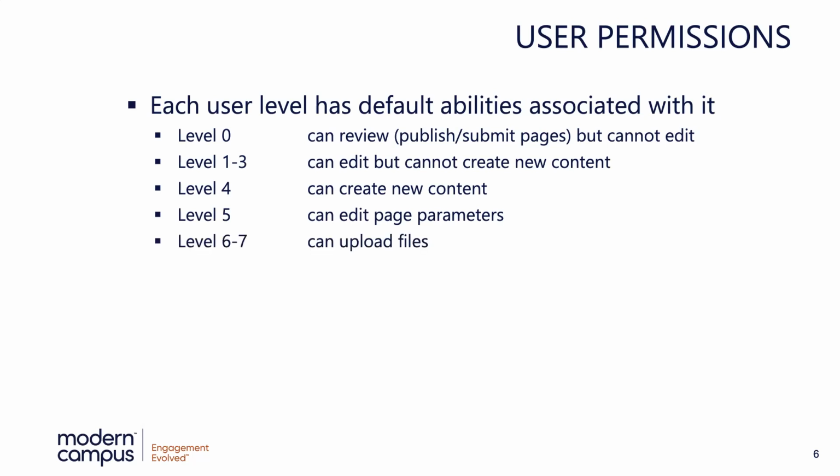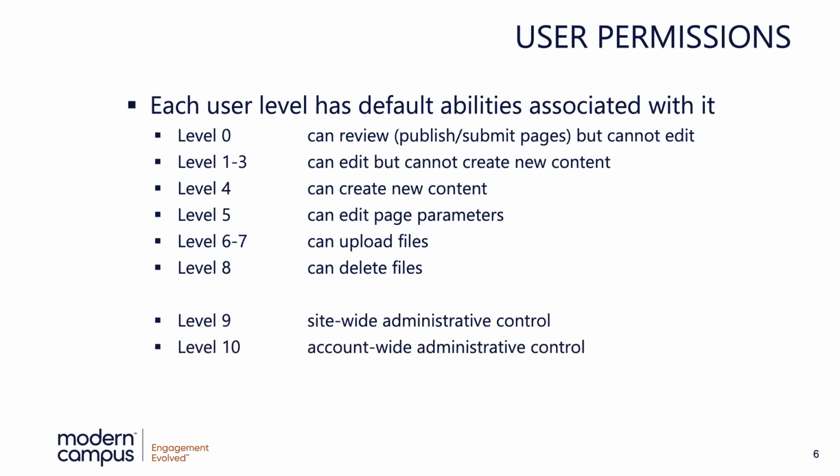A level 6 and 7 are able to upload files. Level 8 has the ability to delete files. We also talked about how they can copy, rename, and move files. Level 9 has site-wide administrative control. And then level 10 has account-wide administrative control. They can do any and all things within Omni CMS.